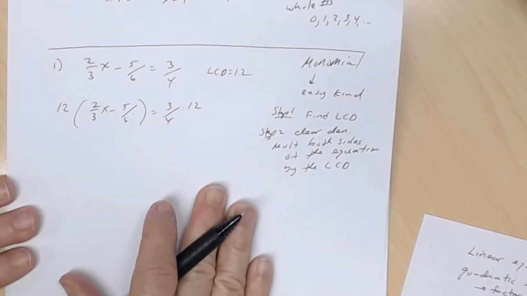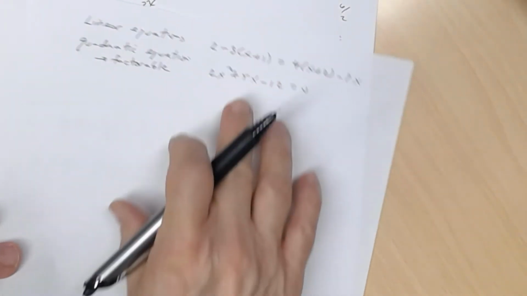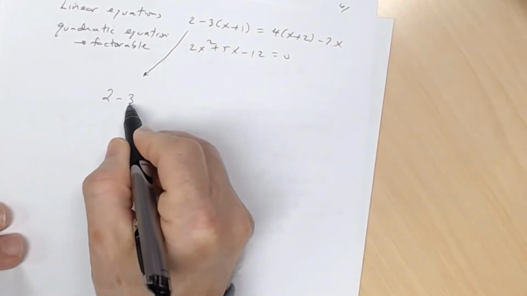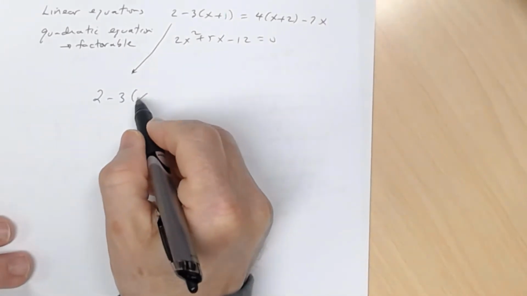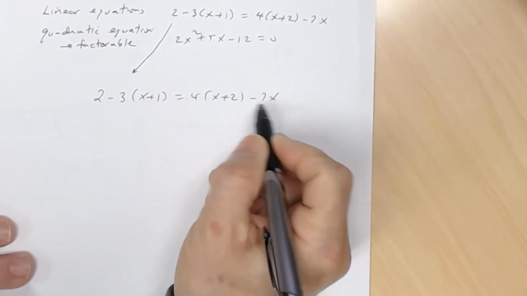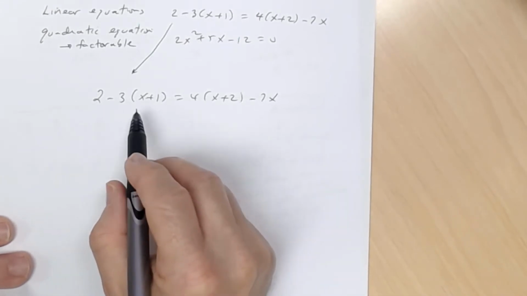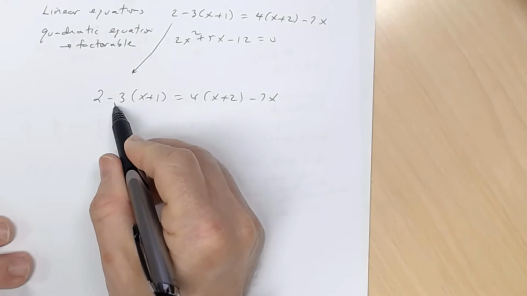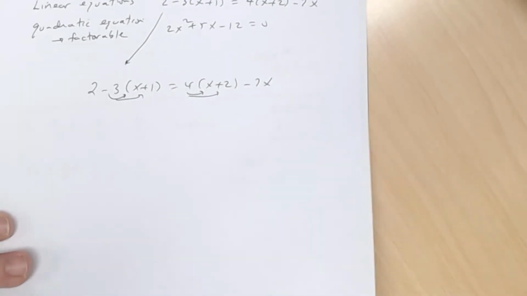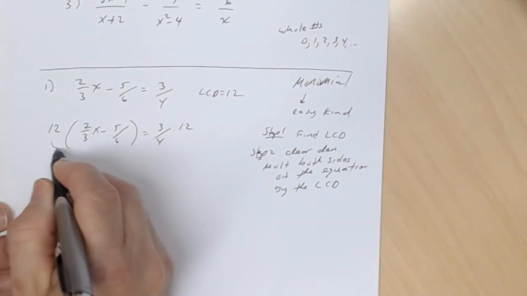All right, now here's the next step. Just as you did before, remember when we did this right here? I'm going to go ahead and rewrite this. So we had 2 minus 3 times x plus 1 equals 4 times x plus 2 minus 7x. Remember when we did this, what was the next step you had to do? Well, if you said get rid of the parentheses by using the distributive property, you were right. Same thing here now. You see I have parentheses, so now I'm going to use the distributive property.